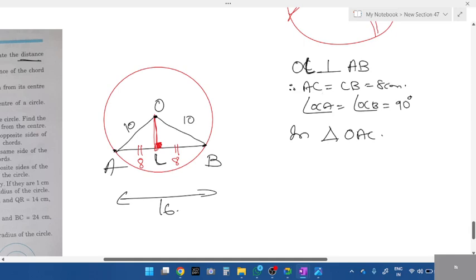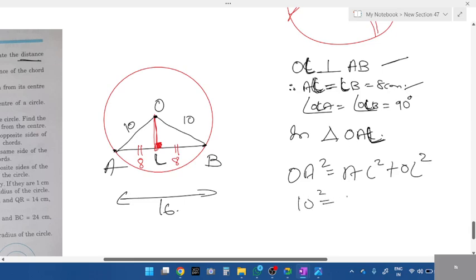See, what does the theorem say, Abigail? If a line is perpendicular, then AL will be equal to LB, 8 centimeter. Whatever I explained, that is what I've written, students. And OLA is 90, OLB is 90. Then in triangle OLA, apply Pythagoras theorem. OA square is equal to... Better write L for all the diagrams, students. If not, your teacher will reduce marks even for that.